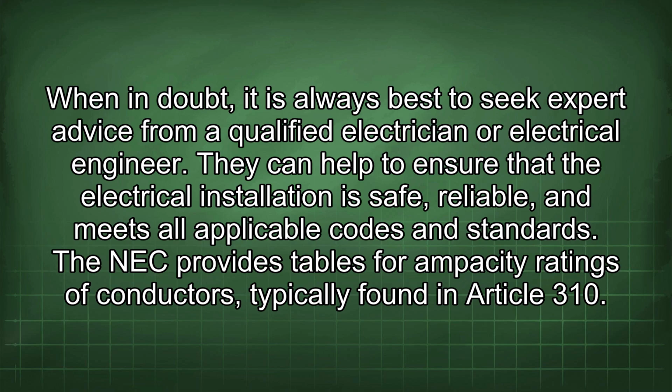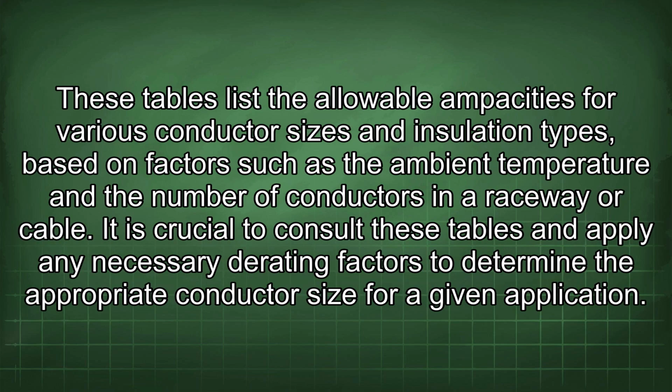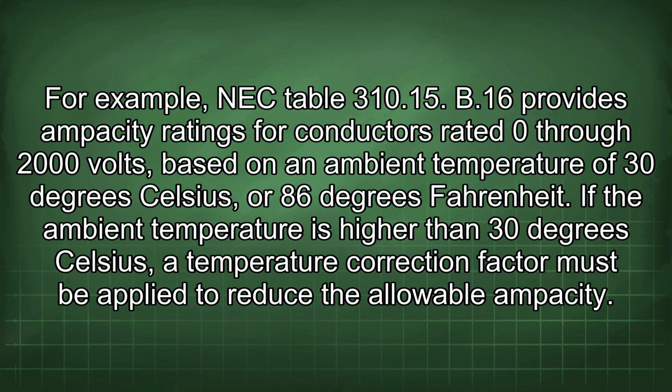The NEC provides tables for ampacity ratings of conductors, typically found in Article 310. These tables list the allowable ampacities for various conductor sizes and insulation types, based on factors such as the ambient temperature and the number of conductors in a raceway or cable. It is crucial to consult these tables and apply any necessary derating factors to determine the appropriate conductor size for a given application. For example, NEC Table 310.15(B)(16) provides ampacity ratings for conductors rated 0 through 2000 volts based on an ambient temperature of 30 degrees Celsius or 86 degrees Fahrenheit.